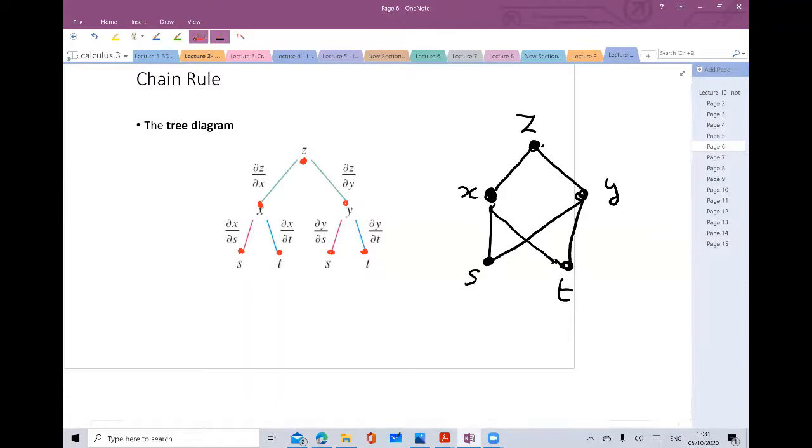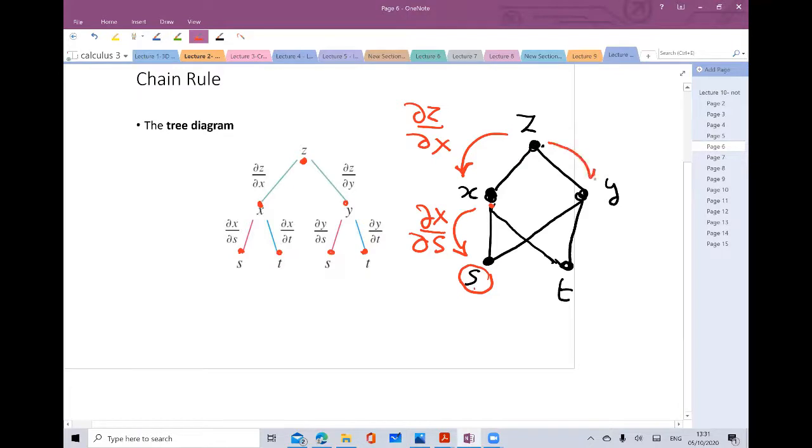So now let's do the branches. From z to x, I have this branch, and the derivative will be partial z, partial x. From x to s, I'll have partial x, partial s. Why partial? Because x has two branches coming out, a function of two variables. Similarly, I could arrive at this node s from another branch: partial z, partial y, from z to y, in addition to partial y, partial s.